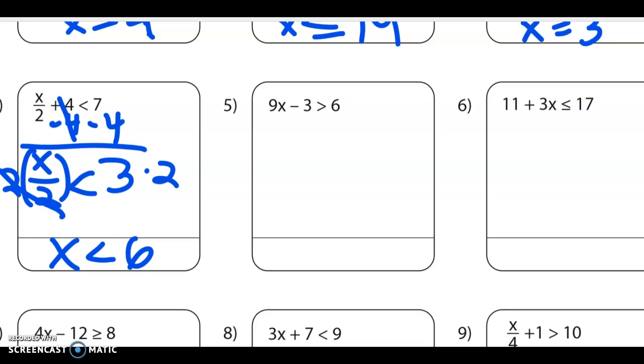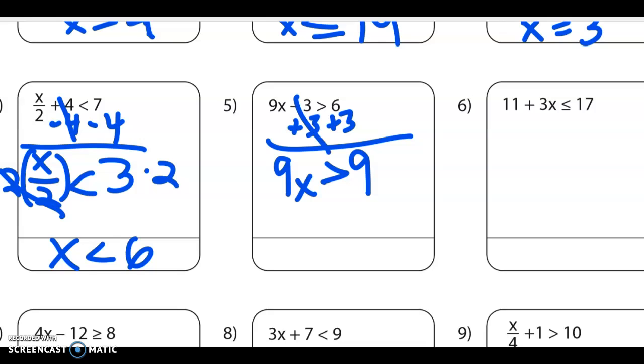So we have 9x minus 3 greater than 6. So we start with the add 3 to both sides. Okay? Gives us 9x is greater than 9, because our 3's are canceling out. Divide by 9. X has to be greater than 1.